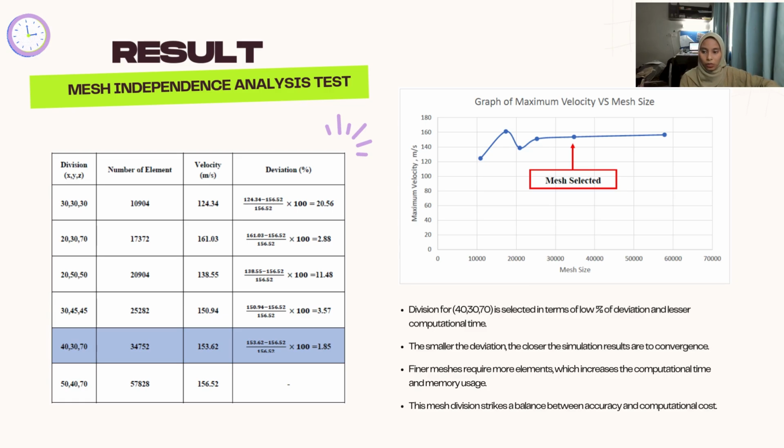This division used 34,752 elements, which is considerably smaller than the division for 50, 40, and 70 with 50,838 elements. It is because finer mesh requires more elements, which increases the computational time and memory usage. This shows that these mesh divisions strike a balance between accuracy and computational cost.